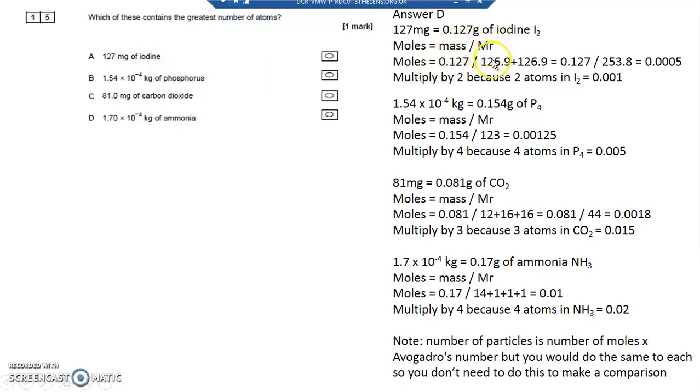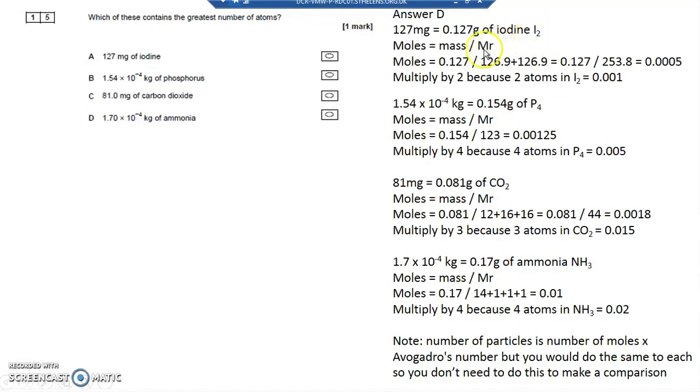Now I'm going to have a look at the molecular formula of each of these. Iodine is I2, two atoms bonding together in group 7 to fill up their outer shells with a single covalent bond. P4, 4 phosphorus atoms come together as P4, just something to remember. Carbon dioxide, CO2, and ammonia, NH3, so you need to remember those.